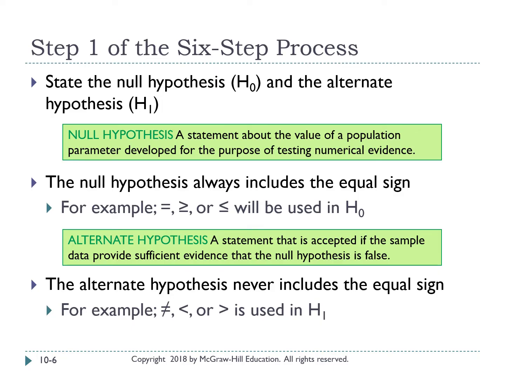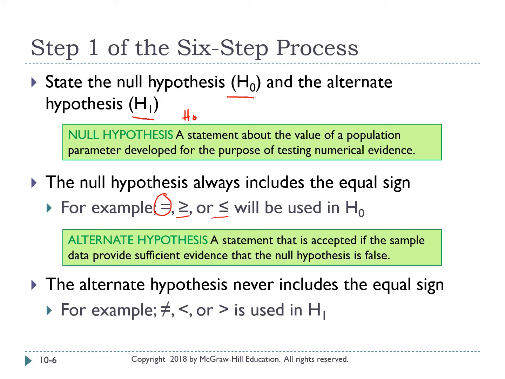So step number 1, you have to state the null hypothesis or H null as well as the alternate hypothesis, the H1. So what is the null hypothesis? It is a statement about the population parameter developed for the purpose of testing numerical evidence. So in other words, we can say that our H null here is just a general statement or a mere claim made by anyone about anything. Because of that, we have to test it. Normally the null hypothesis always contains equal signs. So you can see here we have equals, bigger or equals, smaller or equals.